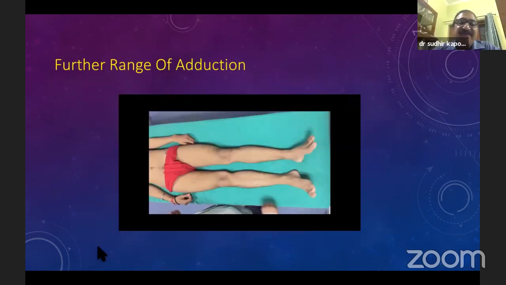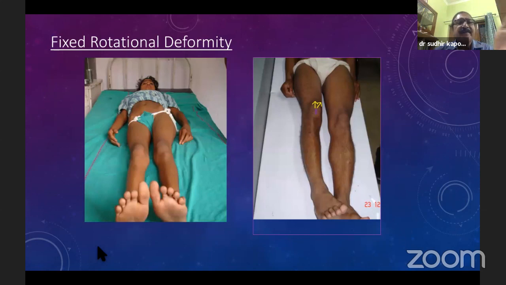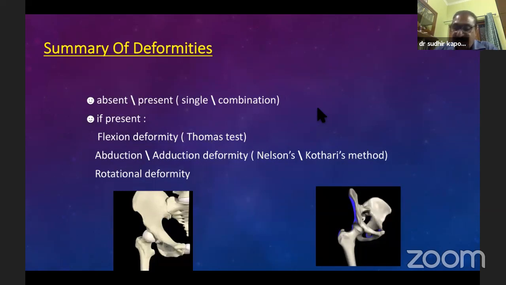Okay, dear. Further range of adduction follows the same principle as in flexion deformity of the hip joint. Unmask the adduction deformity and see for any further possible adduction. I will not run this video because of paucity of time. Then measure the fixed rotational deformity, which can be gauged by seeing the direction of the great toe, or by this method in which two lines are drawn. One is a plumb line, another is the line towards the roof from the center of the patella. This is a summary of the deformities.